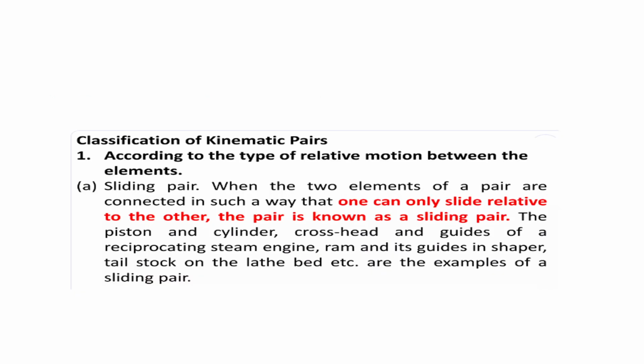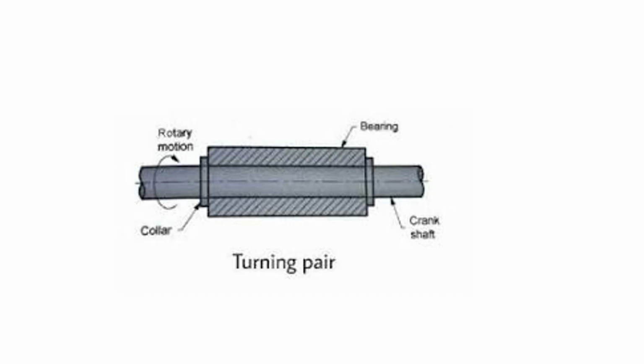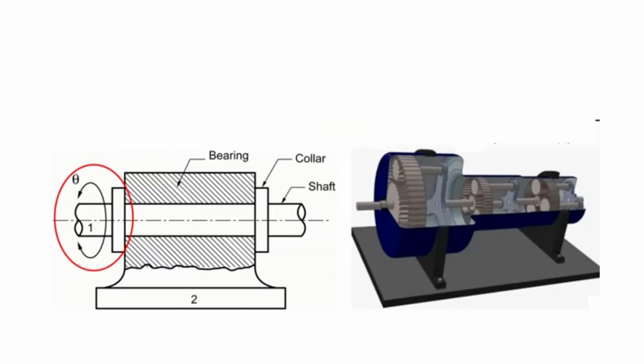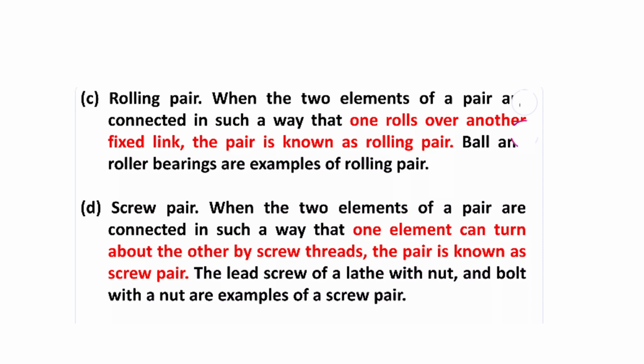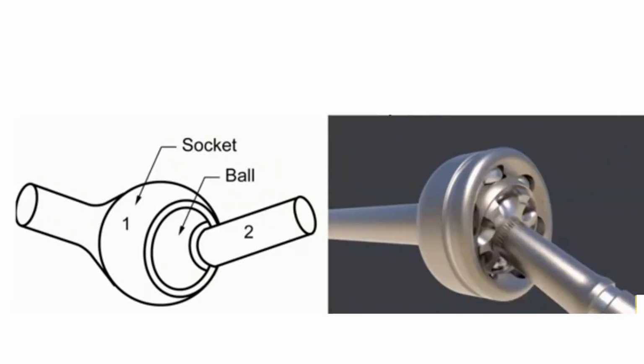Classification of kinematic pairs: if it has only one sliding motion, we call it a sliding pair. The second one is a turning pair, where one link can turn about a fixed axis of another link. The third is a bearing which revolves. Rolling pair means one rolls over another. Screw pair means one element can turn about the other by screw threads. Spherical pair means one element swivels about another fixed element; we can see a socket and ball mechanism.